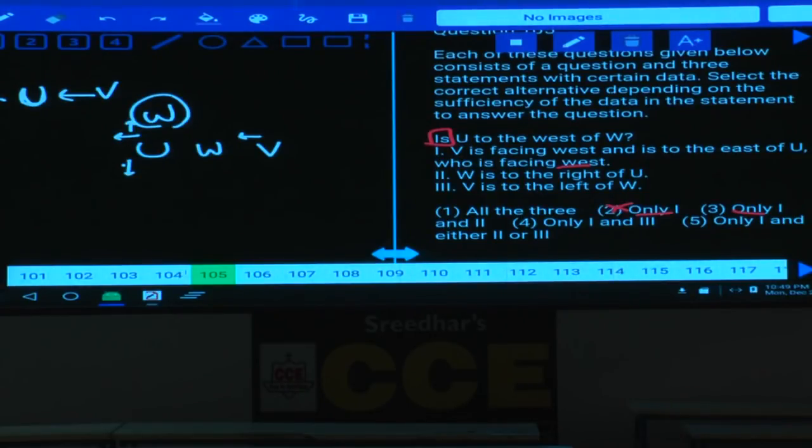As W is to the north of U, I can definitely say that U is not to the west of W. U is to the towards which direction? Now this person is facing towards which direction, this person is facing here? W is to the right of U. As W is to the right of U, tell me, what answer are we getting? Are we getting the answer or not? Yes, what is the answer we are getting here?